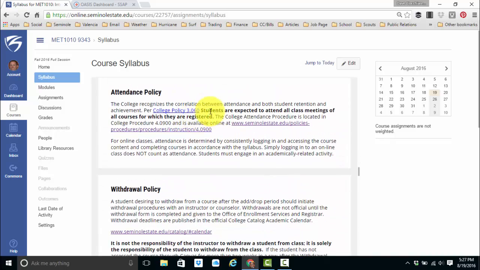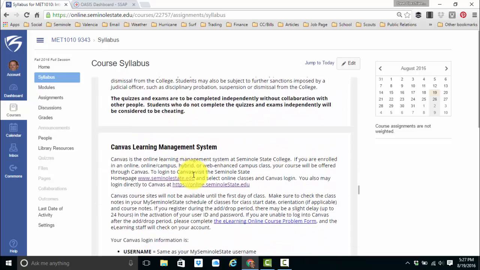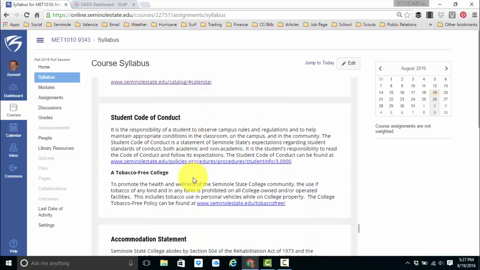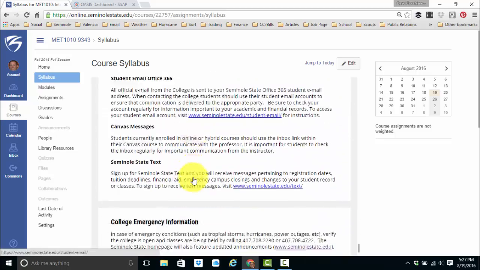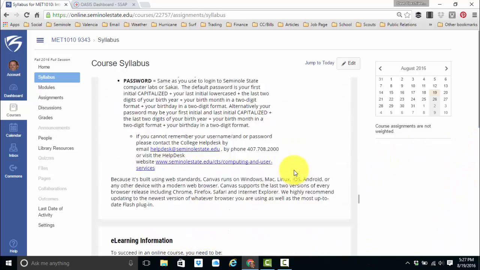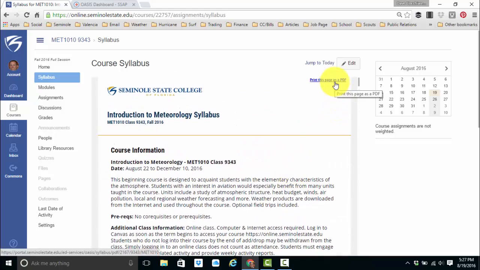By the way, you are expected, if you're in a hybrid class, to attend all the class meetings. Withdrawal policy, put this in bold, it is not my responsibility to withdraw you. It is your responsibility to withdraw yourself if that's what you want to do. And the rest, again, is essentially boilerplate information all the way down to the academic calendar, accommodations, communications, emergency, technology, and of course you can find the syllabus online at that URL, but you can also print this as a PDF as you like. I don't suggest this, and actually really don't want you to.